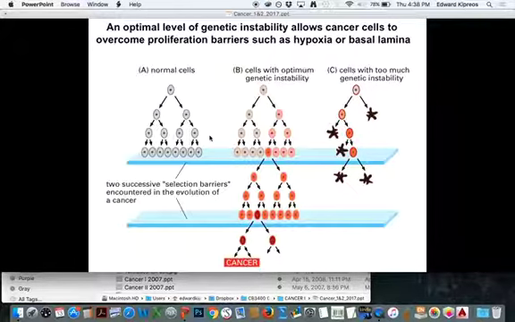And then there's still some genetic instability that allows it to get new capabilities, and then allows it to get through these barriers. And these barriers don't have to be a physical barrier like a basal lamina. It could be a type of barrier like the ability to move, or the ability to go through endothelial cells and get into the bloodstream, whatever the barrier is.